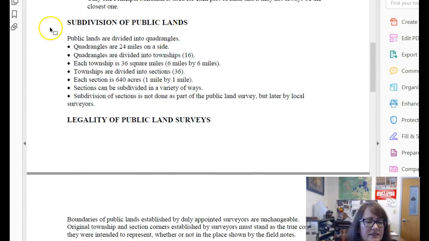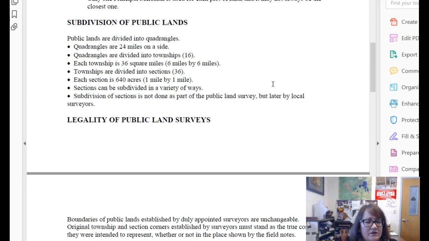Anyway, the basic thing that you'll need to do in order to do your homework is stated here. It basically says that public lands are divided into quadrangles, and the quadrangle is 24 miles by 24 miles. They start at an initial point. Quadrangles are usually named descriptively, like the North Fork quadrangle or the Bitter Creek quadrangle. The rest of it is pretty much a mathematical subdivision, which we'll talk about in a minute.